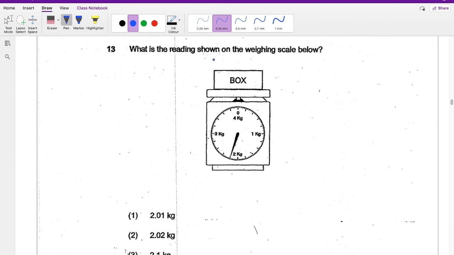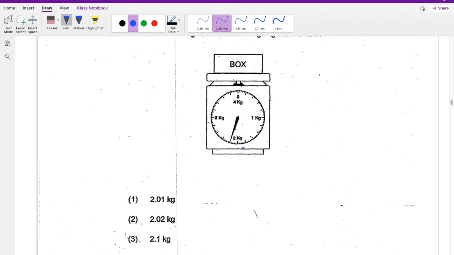So what is the reading shown on the weighing scale below? The important thing is to read carefully about the unit. This one is 1 kg, divided into 5 parts. So each part is 1 kg divided by 5, which is 0.2 kg. So here is 2, then here is 2.2.